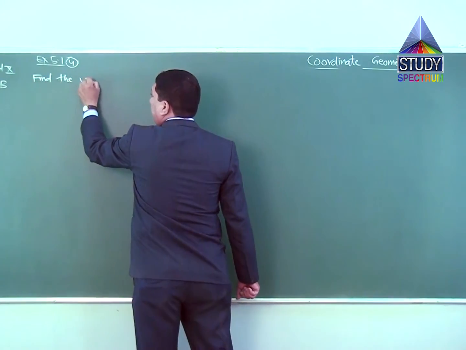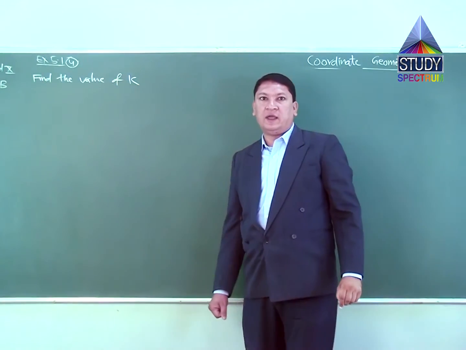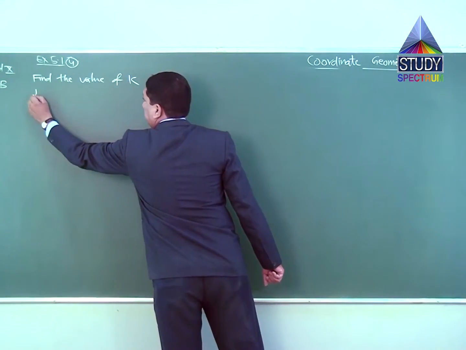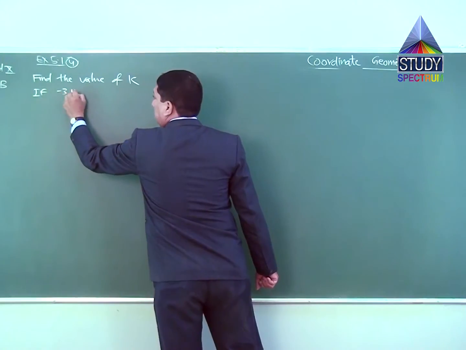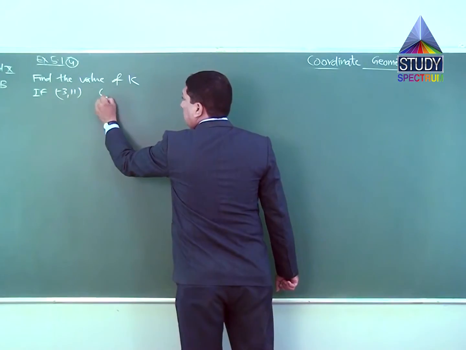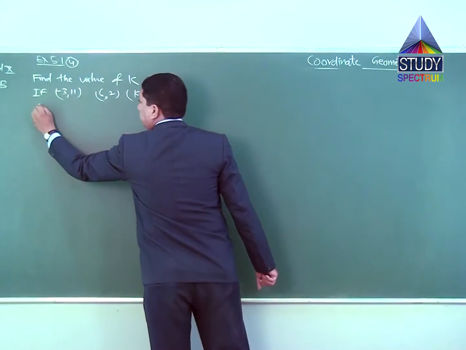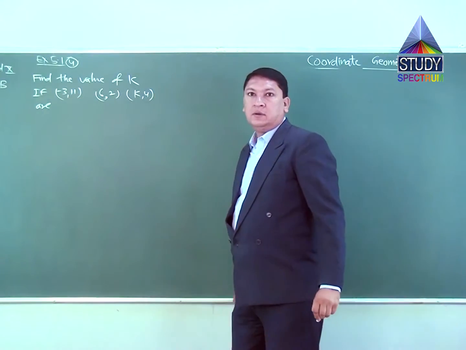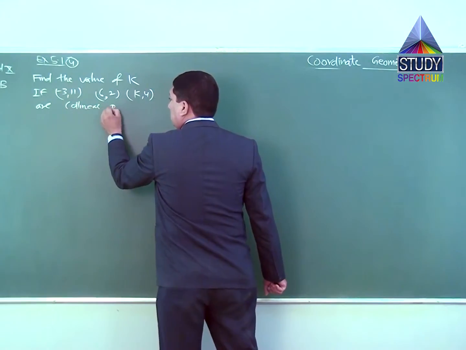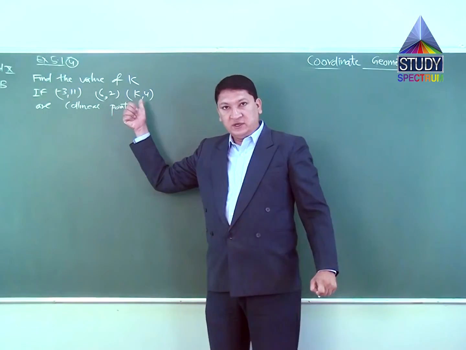Find the value of k if (minus 3, 11), and the other points (6, 2) and (k, 4) are collinear points. So given to us, 3 points are collinear.